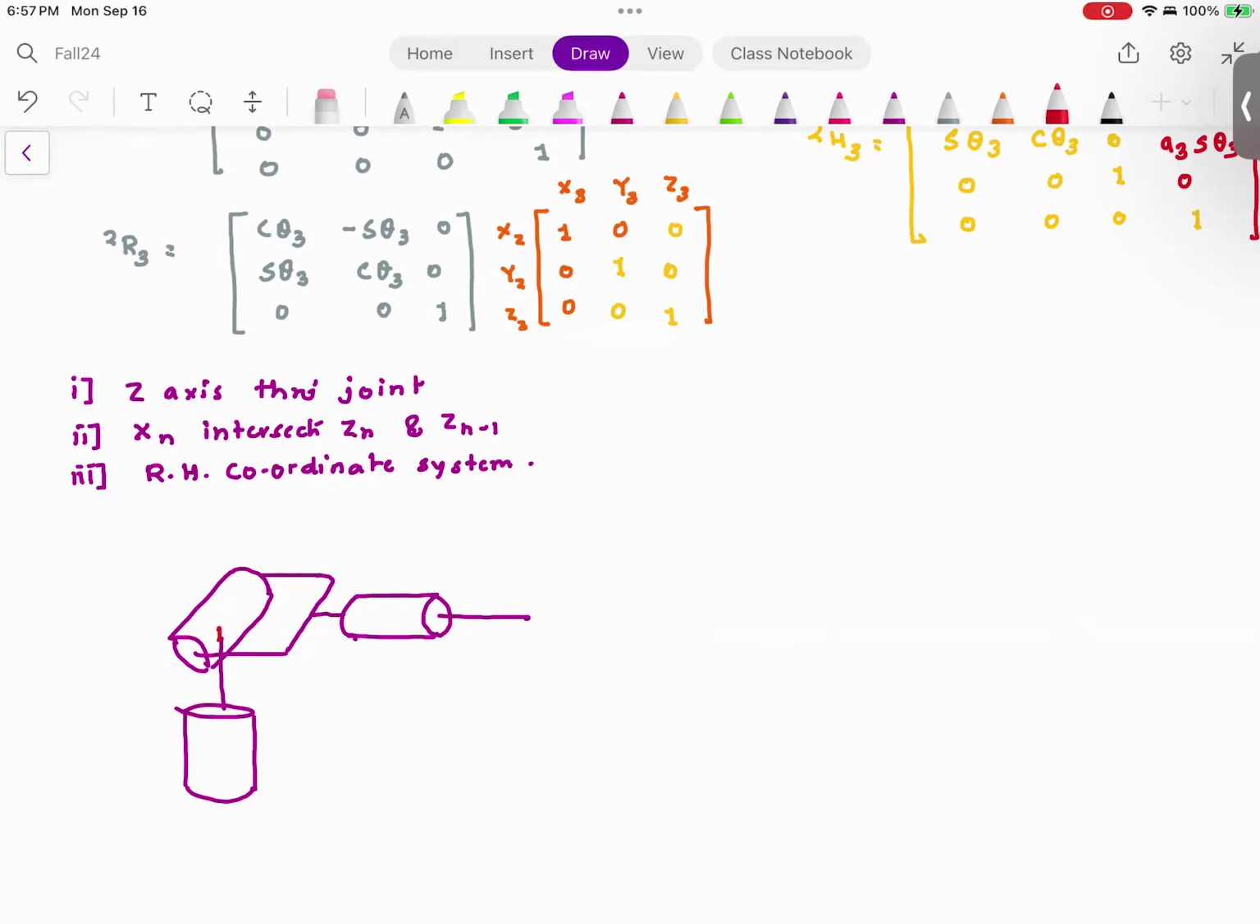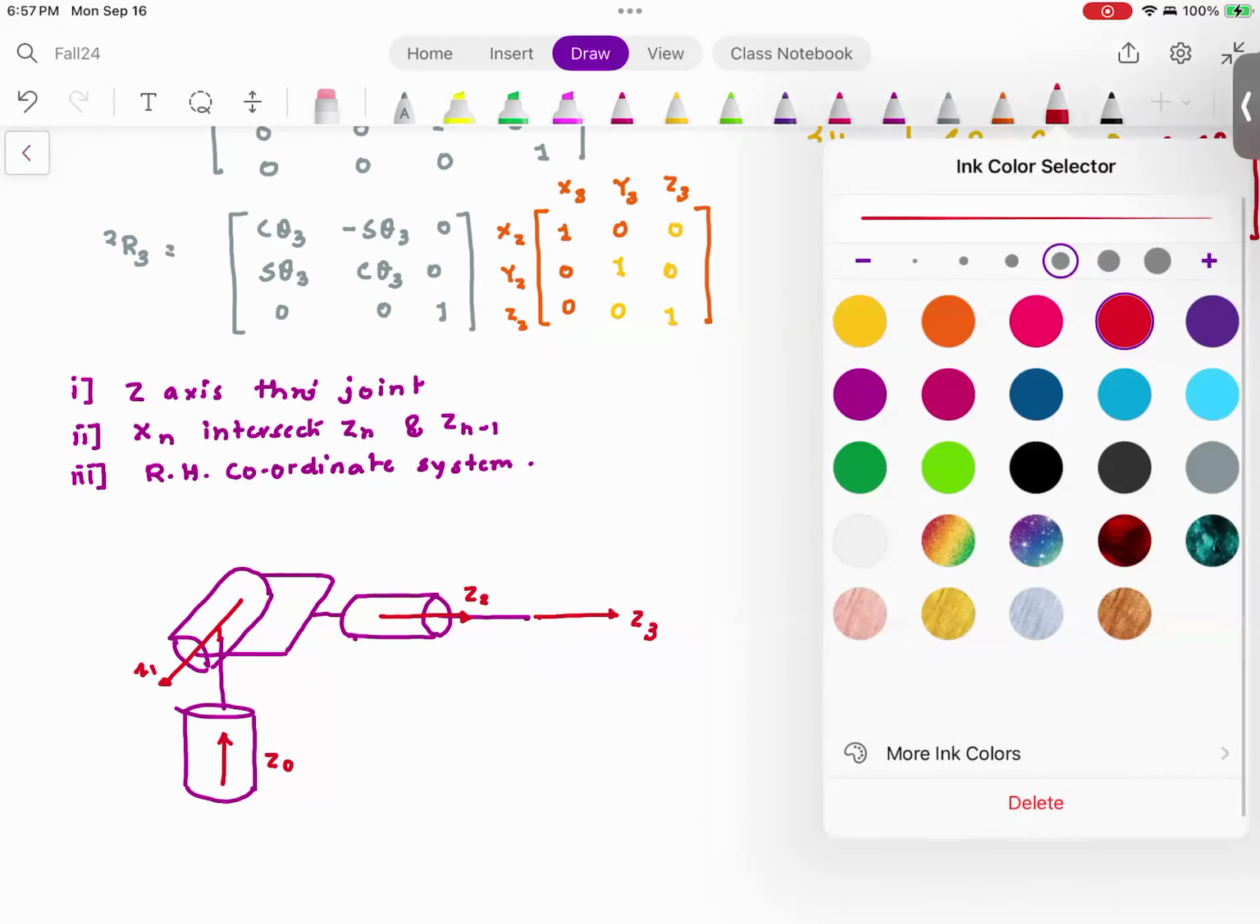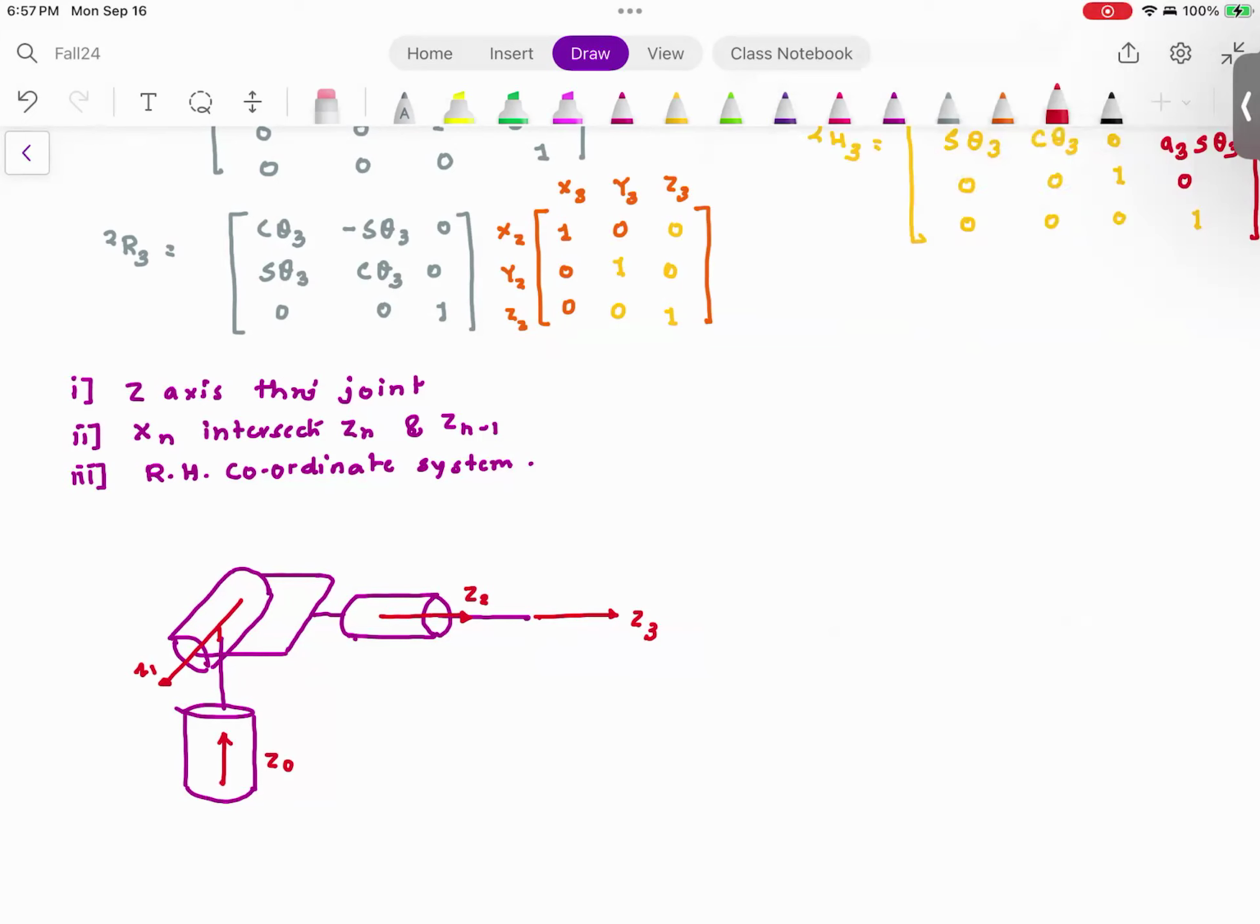So I'm going to set up the coordinate frame. This is going to be my Z0. This is going to be my Z1. This is going to be my Z2. And I will just show here, this is going to be my Z3. Now, X0 is going to be like this. My Y0 is going to be like this. Now, Z1 is like this.